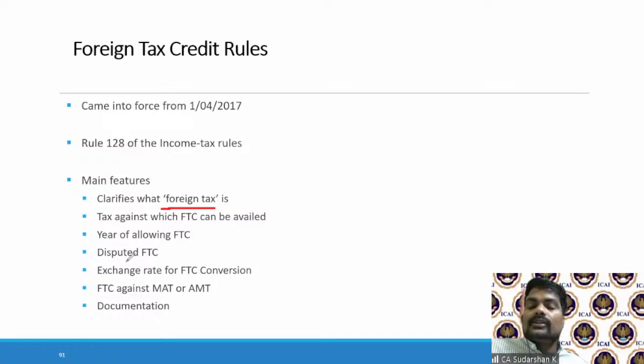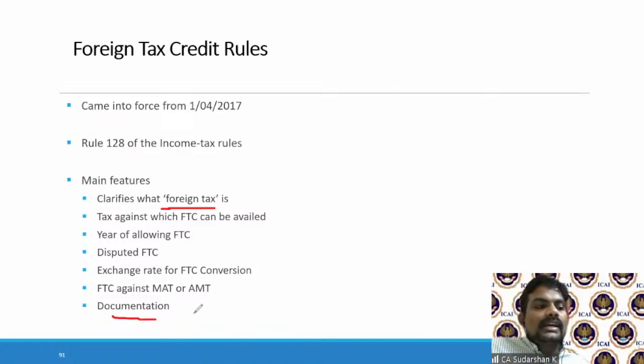Similarly, I do not agree with the foreign tax that was levied in the foreign country. So I filed a case or disputed it in the local court there, or with a local tax officer, tribunal, whatever. Then what should I do? Can I be eligible? No. The foreign tax credit rules say you cannot claim those disputed taxes as foreign tax credit until you get clarity. So the foreign tax credit rules give you clarity in terms of procedural aspects.